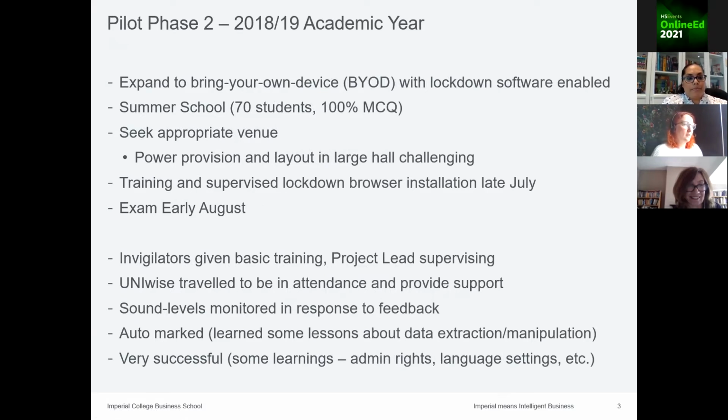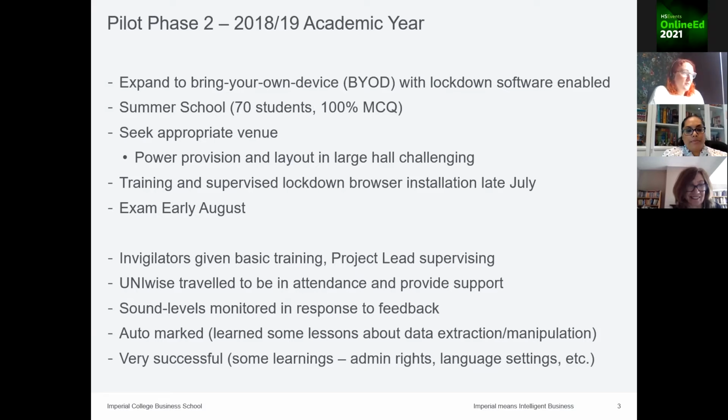So this is where I came in as project lead. Our next move was to expand the use of students bringing their own device onto campus with the lockdown software enabled to take their exams. So we looked for some low stakes exams. We settled on our summer school offering for one of those modules, which had 70 students and was 100% multiple choice, which we knew from experience was pretty self-explanatory for students to use.